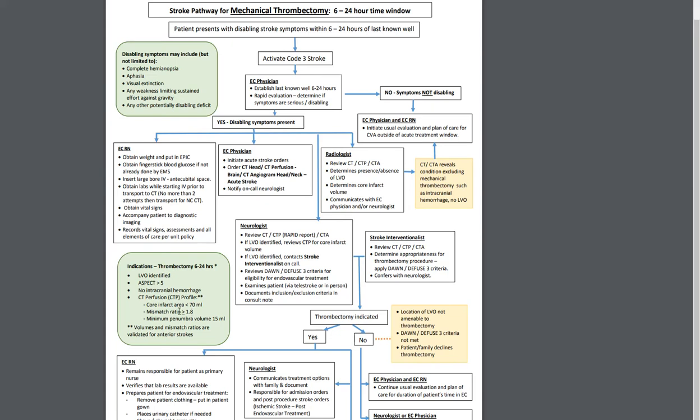So therefore, you are going back to the core area, and how do you make sure that core area is correct? Again, I told you, you use the non-contrast CT head to verify. So this mismatch got to be 1.8 or above, and the minimum penumbra volume is 15 milliliters. It basically means that we got to have enough dying tissue for it to be worthwhile doing the procedure. Otherwise, if the volume is too small, it's not worthwhile doing a procedure for that.